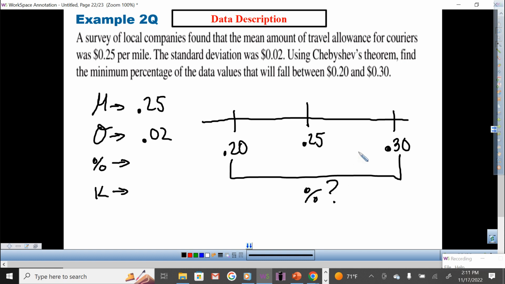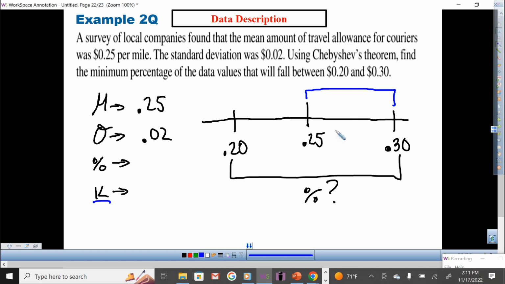So to get started, first of all, we need this distance to find out what K is. So how do we find that distance? Tell your neighbor.